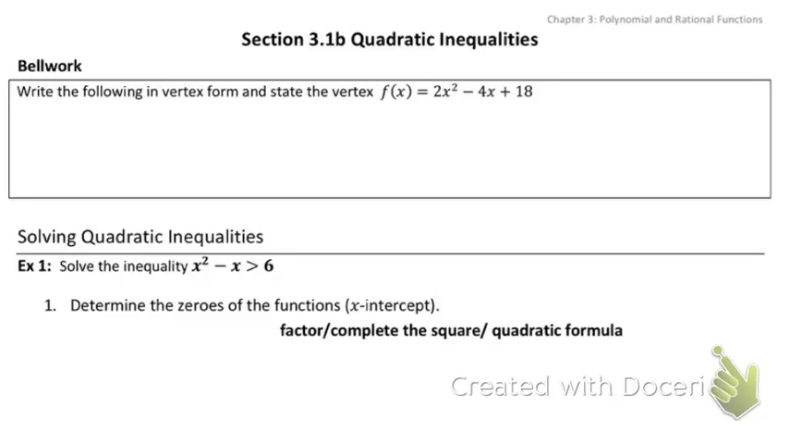Vertex form. To write in vertex form, we have to complete the square, but we have to complete the square only on one side. And in order to complete the square, you can only complete it for two items. So we're specifically looking at this section right here.